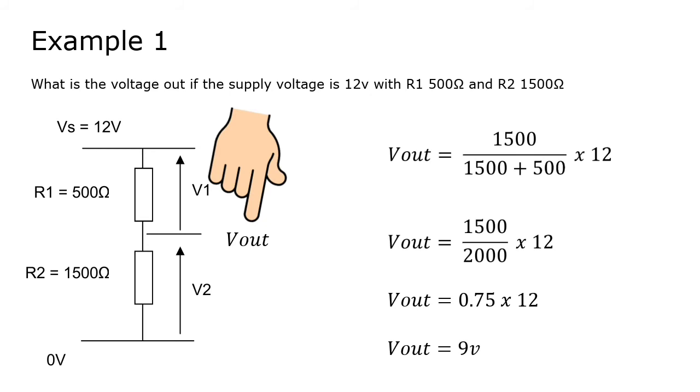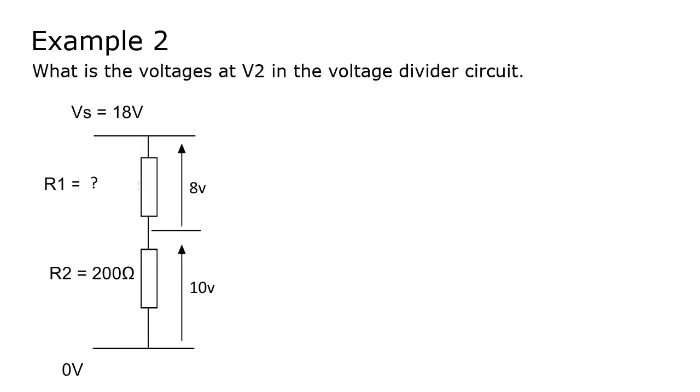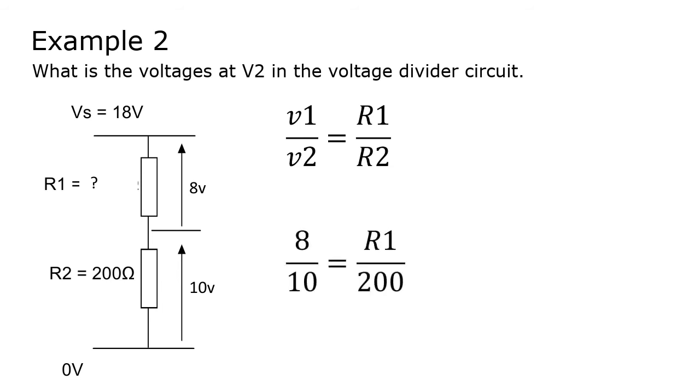For example 2 here, I'm going to use the V1 over V2 example. So we've got a voltage divider here, and it says V2 in the explanation here, but it should be R1. What we're looking for is R1 here. And what you'll see here is V1 over V2 is equal to R1 over R2. So looking for R1 here, we'll put in what we know.